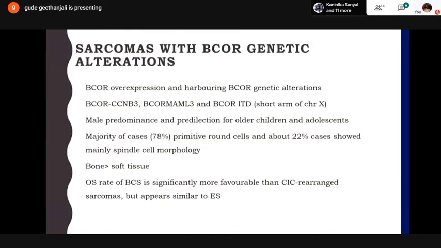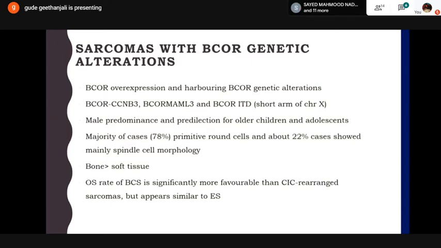The next category of sarcomas is sarcoma with a BCOR genetic rearrangement. BCOR is the BCL6 co-repressor. These tumors show overexpression of BCOR, and the fusion partners for BCOR are CCNB3 and MAML3, and there is also an internal tandem duplication in the short arm of chromosome X. These BCOR gene rearranged sarcomas are common in males, and have a predilection for older children and adolescents. And these show morphology similar to Ewing sarcoma with round blue cell-like morphology, and 22% show spindle cell morphology.